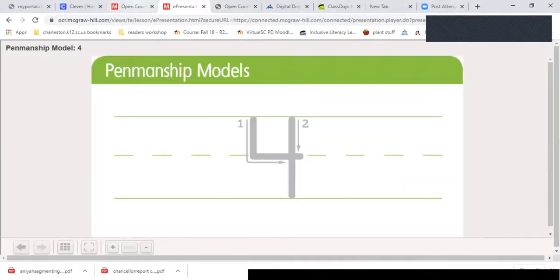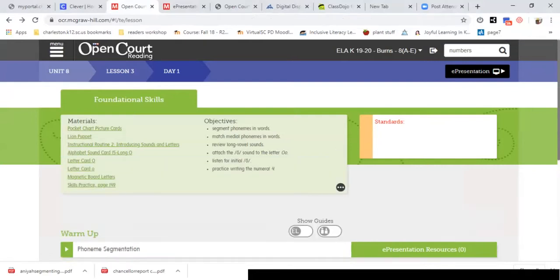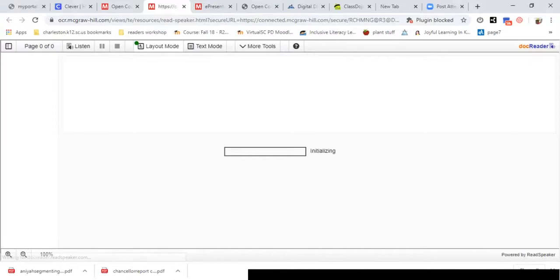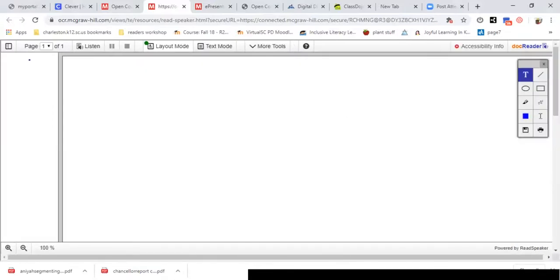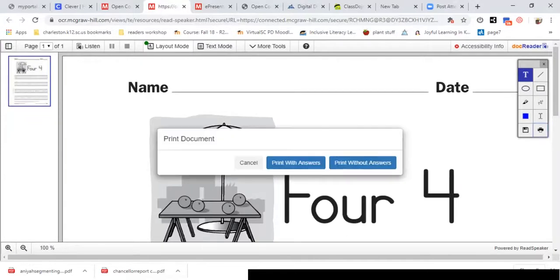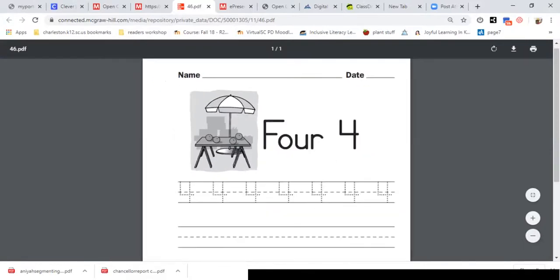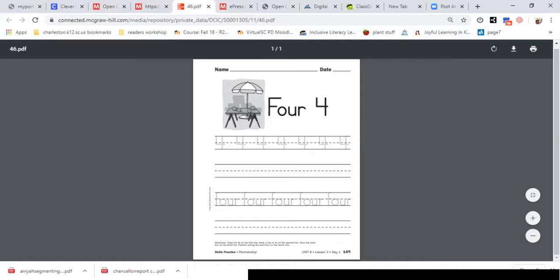Okay, let's look at your skills practice page. And I know many of you have your skill practice books. So if you have your skill practice book, you're going to turn to page 149. Turn to page 149 with me. Okay, and I am making the screen so that everybody can see the page. Okay, there we go. All right, so you're going to be writing the number 4.